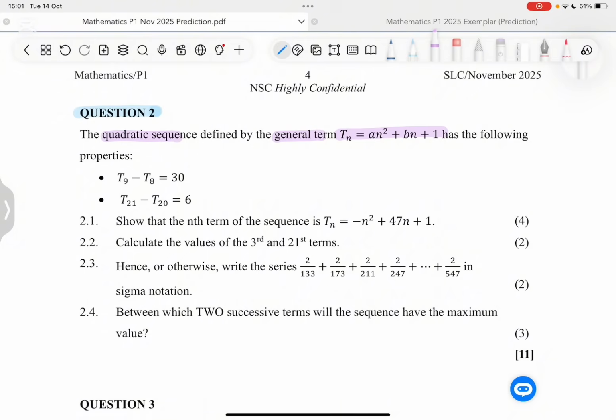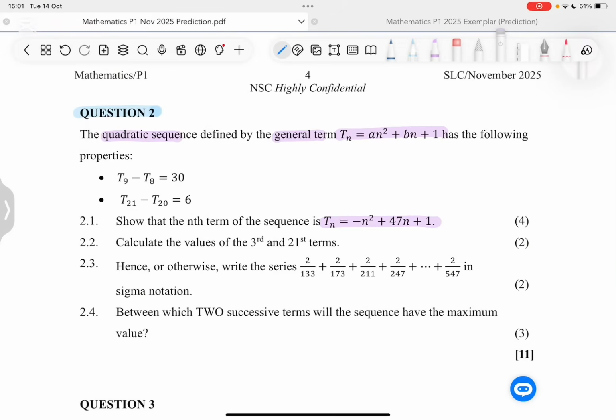Now, going to the first question, they say to us 2.1: show that the nth term of the sequence is given by that formula. So if you look at our formula here, we actually don't know the value of a and the value of b. So here we just want to prove that a is -1 and b is equal to 47.